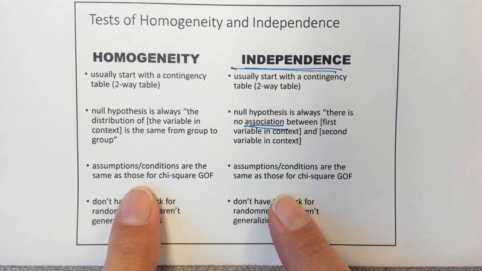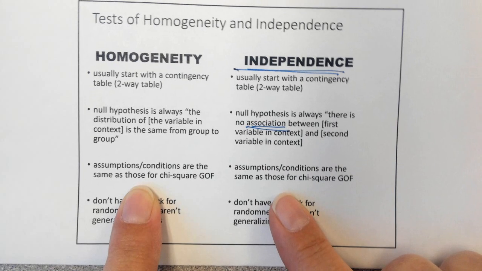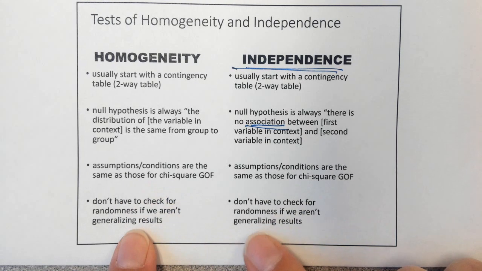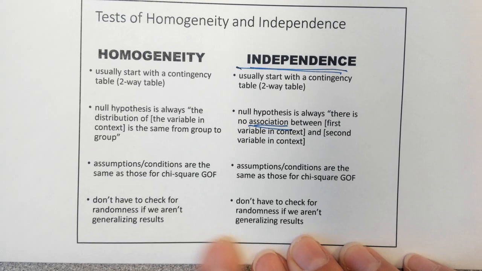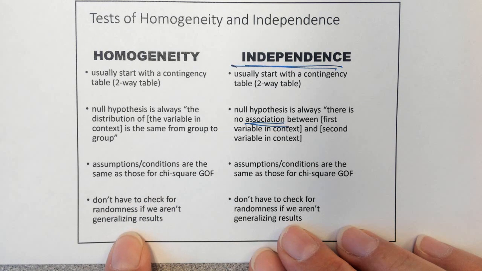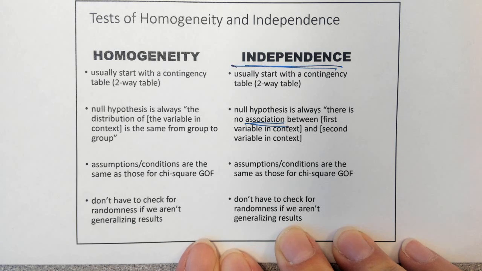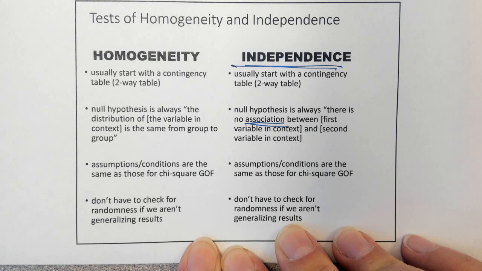Assumption conditions are the same as for the goodness of fit. So 3 conditions. Data are counts. You had a random sample or random assignment of treatments if you have an experiment. And all of your expected counts are at least 5. So that's good. They're still the same 3. And because these are usually popping up in experiments, we often don't do any kind of generalization of results. And if we're not doing any generalization of results, we don't have to actually check for randomness. But if we know that we have a random sample or a random assignment of treatments, we normally mention it just for safekeeping because that's our habit.